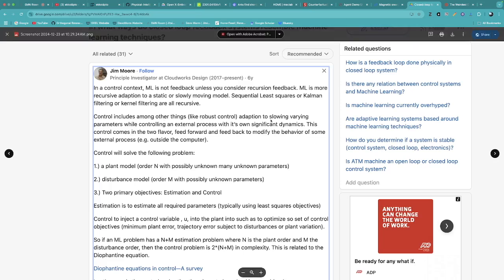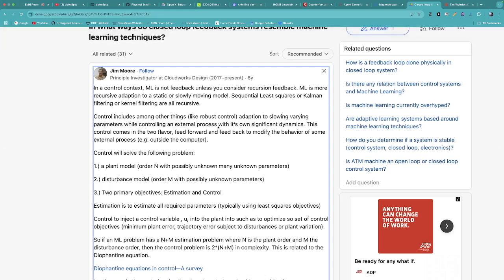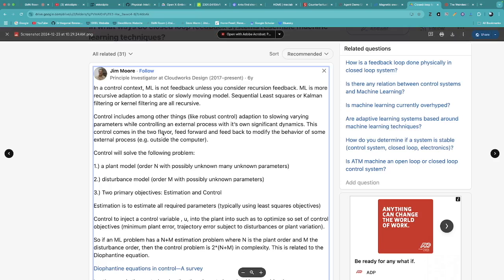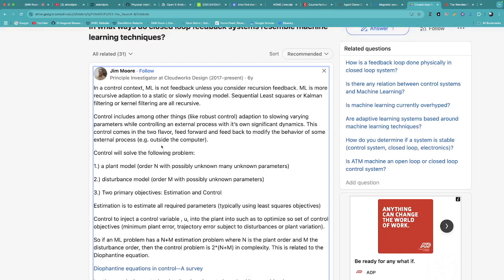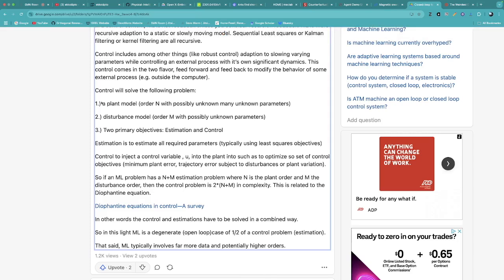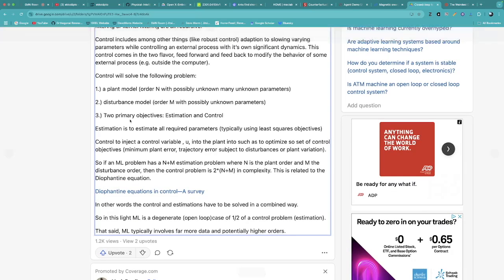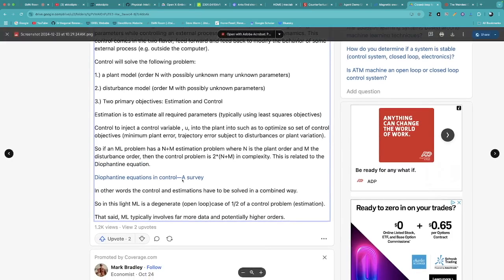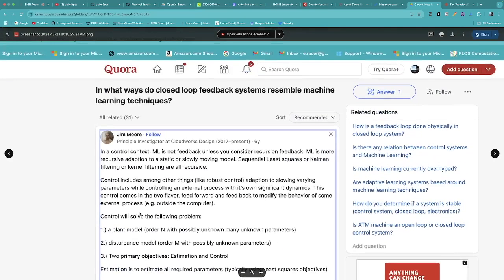Control includes, among other things, robust control, adaptation of slowly varying parameters while controlling an external process with its own significant dynamics. This control comes in the two flavors, feed forward and feedback, to modify the behavior of some external process, which would be outside the computer. So it talks about traditional control theory, where we use a plant model to manage the current state, and you have this feedback that occurs with disturbances, and then there are objectives like estimation and control. So you have a plant that determines the current state, there's feedback on the current state of the world, you have some disturbance or non-disturbance, and then the plant has to estimate or control the current state from that information. And so that's a very typical standard way of thinking about control theory and applying that to a machine learning context and implementing that through recursion in a program.